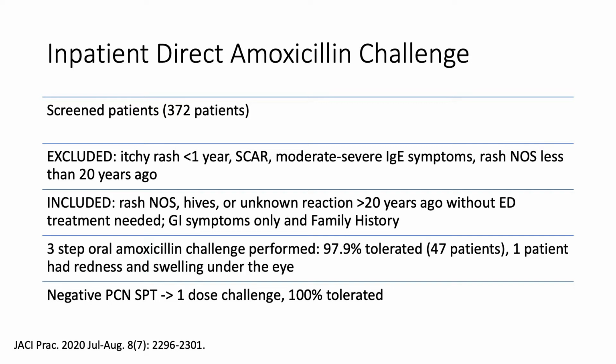But they included a rash NOS that was over 20 years ago, hives, interestingly enough, and unknown reaction over 20 years ago without emergency department treatment, GI symptoms, or family history. I would argue if you have someone with a family history of penicillin allergy, you don't even have to challenge them, you just remove that from the chart. But anyway, they did this with a 3-step oral amoxicillin challenge, and 97.9% tolerated, which was 47 patients. So as you can see, we started with 372, and because of their exclusion and inclusion criteria, they were only able to challenge 47 of those patients.